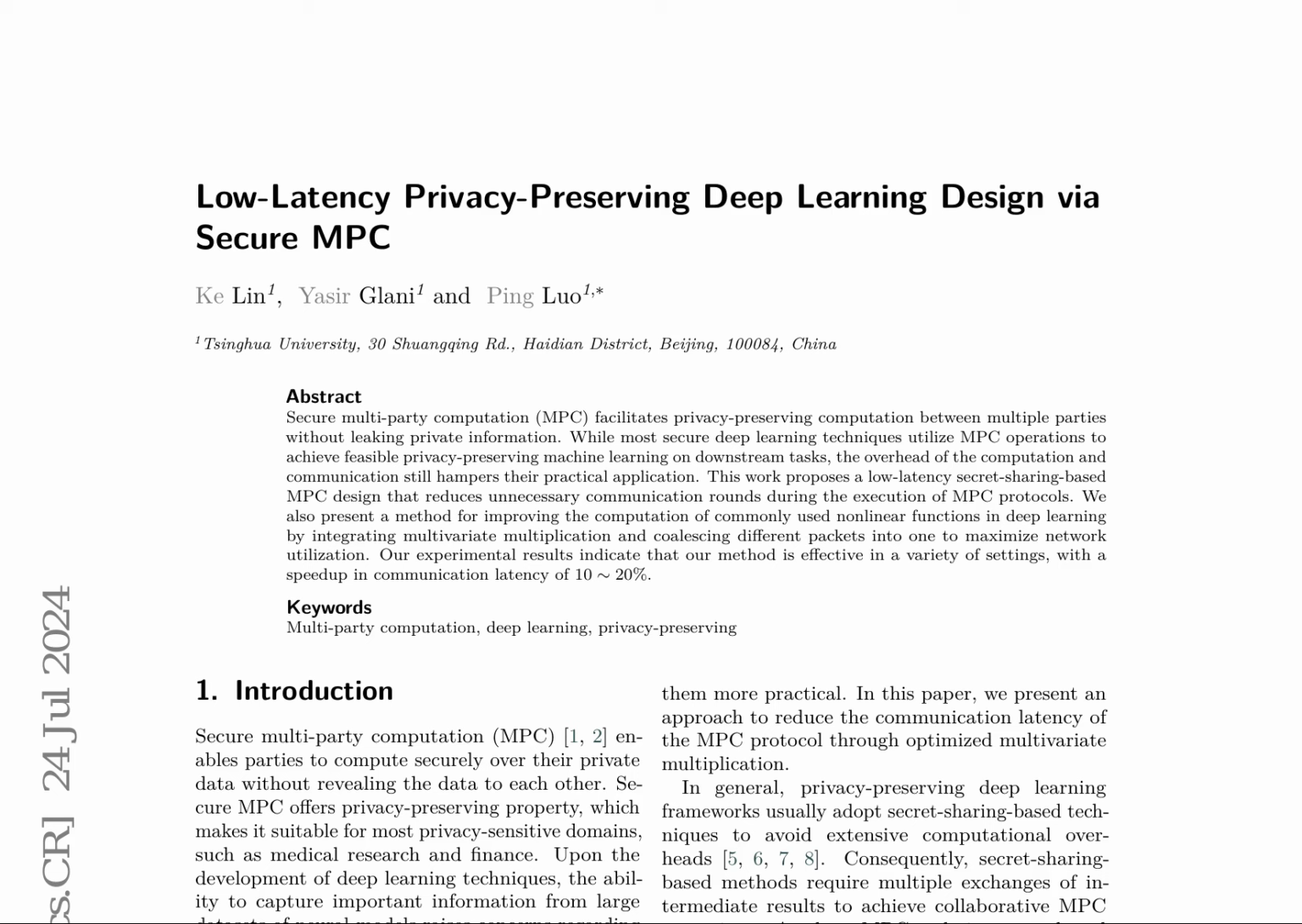Introduction. Secure multi-party computation, MPC, enables parties to compute securely over their private data without revealing the data to each other. MPC offers a privacy-preserving property, which makes it suitable for most privacy-sensitive domains, such as medical research and finance. The prospects of secure MPC demonstrate its application to secure machine learning and deep learning.